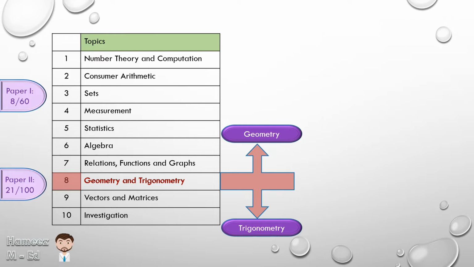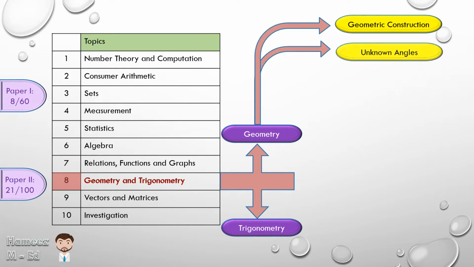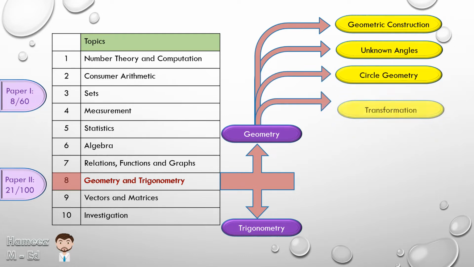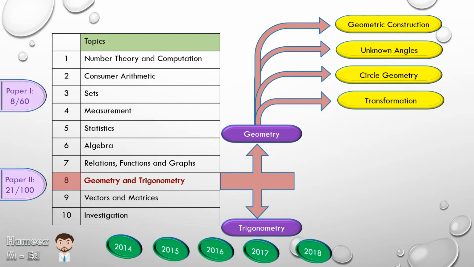Geometry itself can be subdivided into 4 smaller parts: geometric construction, unknown angles or parallel lines, circle geometry, and transformation. And we'll be concentrating on the first one, geometric construction. This question came in all 5 years from 2014 until 2018.